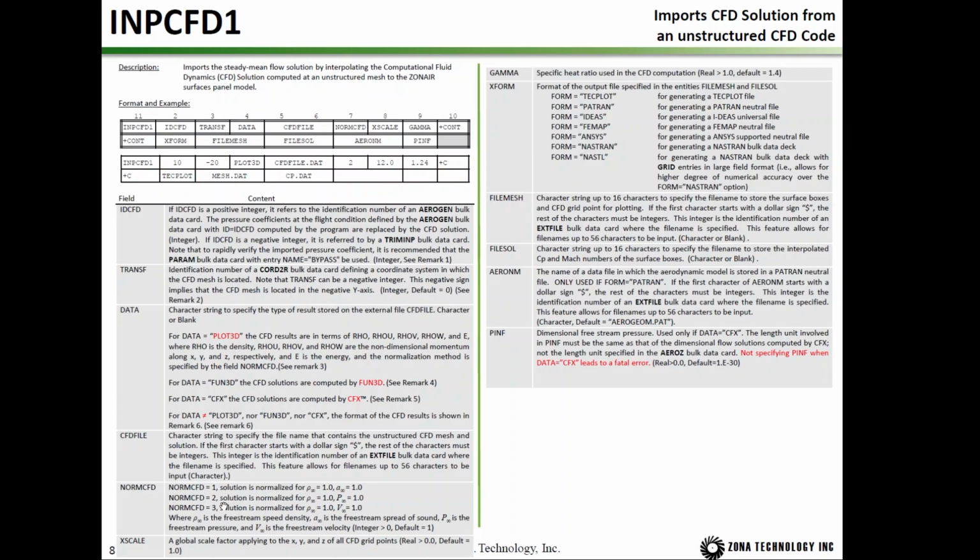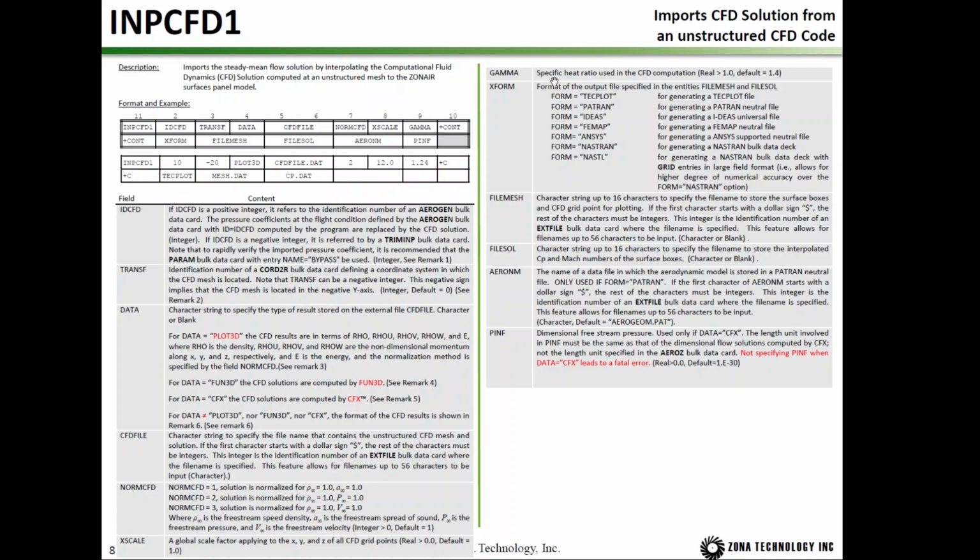Because the CFD solutions are non-dimensional, you have to tell ZONAIR how to normalize this flow quantity by different methods. Also, X scale: if the CFD mesh length unit is different from the ZONAIR length unit, you have to use X scale to make the same length unit between those two models.